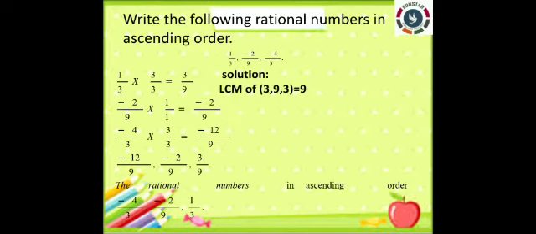Next heading is: write the following rational numbers in ascending order. Write the heading as ascending order. Question number 1. Write the following rational numbers in ascending order. 1 by 3, minus 2 by 9, minus 4 by 3. After that, solution. This example is to be copied in your classwork notes.